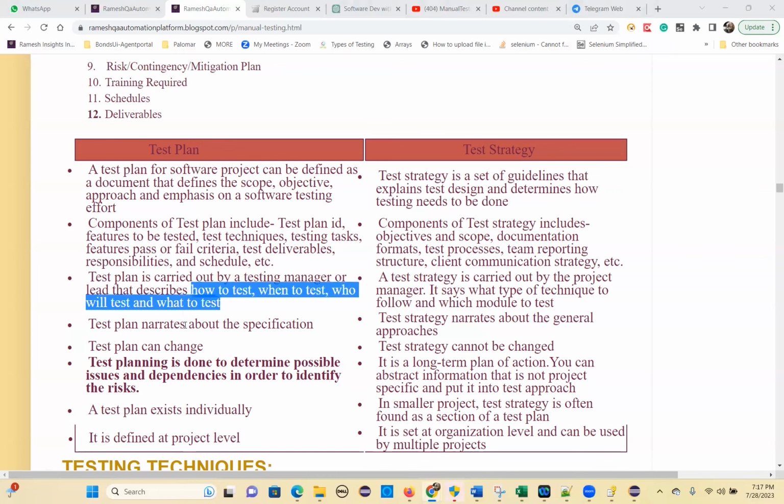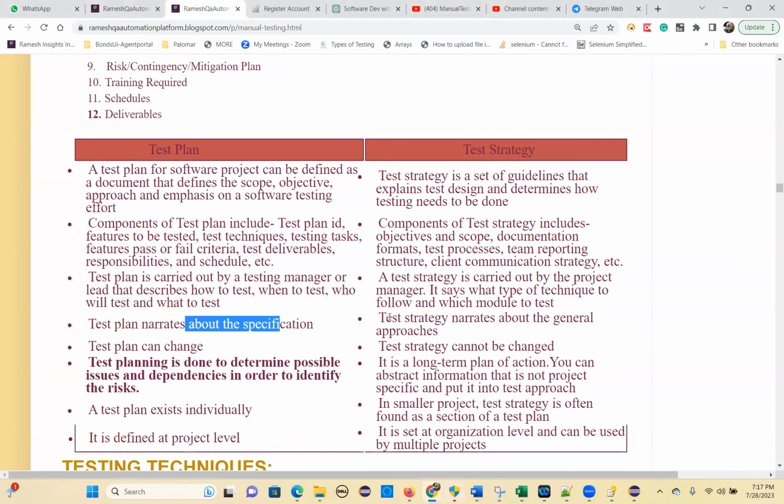Test plan narrates about specifications. Test strategy narrates about general approaches. A test plan can change from project to project. A test strategy cannot be changed. It's basically a format document. Test planning is done to determine possible issues and dependencies, and to identify the risks.